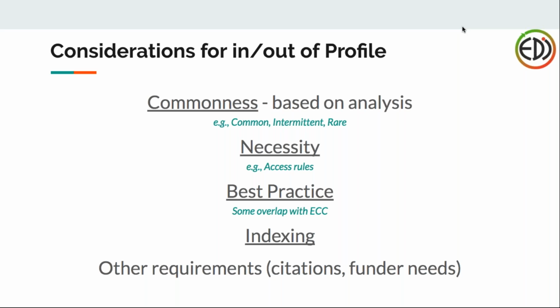And then there's indexing. We know that a lot of the metadata that's in EML ends up in places like schema.org and DataONE and all kinds of places, so we'd have to take that into consideration. And then there might be other requirements that are starting to appear even more frequently, and that's things like what belongs in a citation and what do funders ask for in data sets.